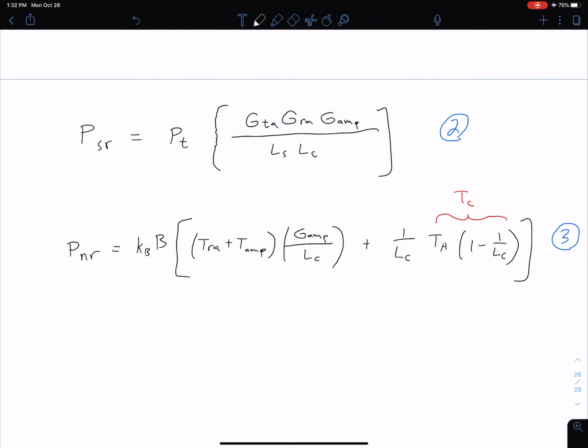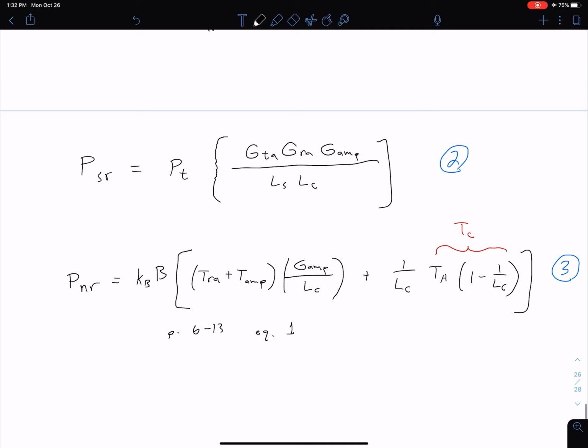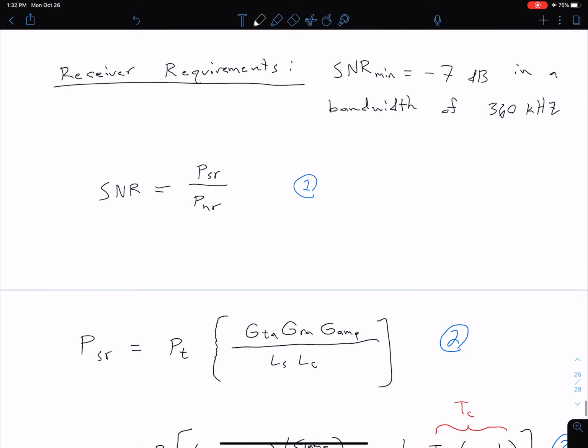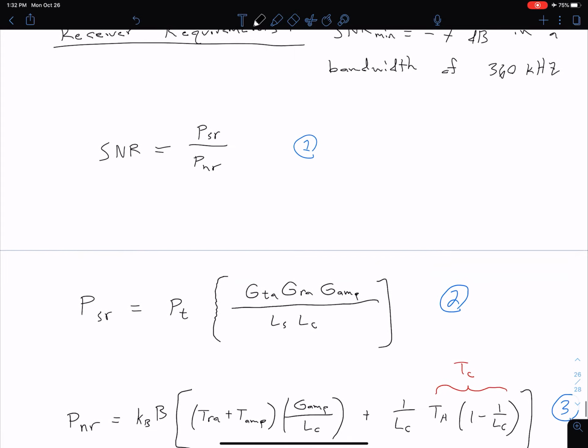If that third equation was a little confusing, if you're looking at the lecture notes in Canvas, you can look on page 6-13, equation 1, and this should be the same form as that equation. So what we're going to do now is take equations 2 and 3 and substitute them into this simple equation 1 to get our signal-to-noise ratio.